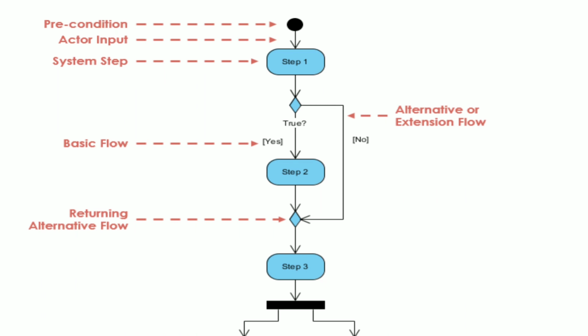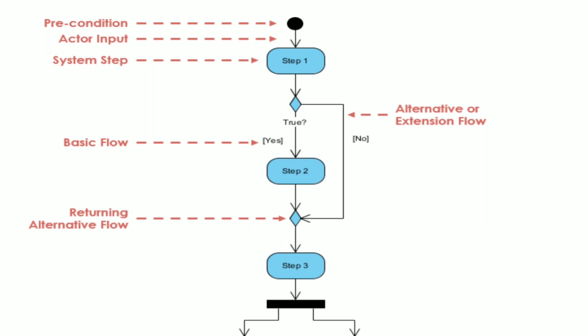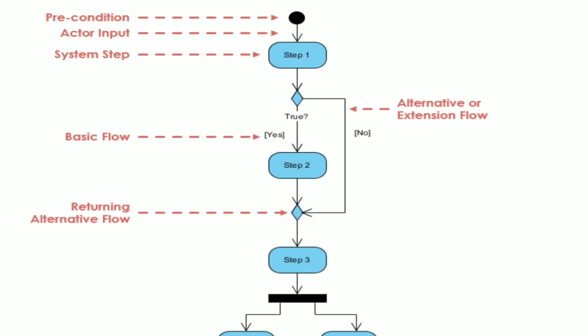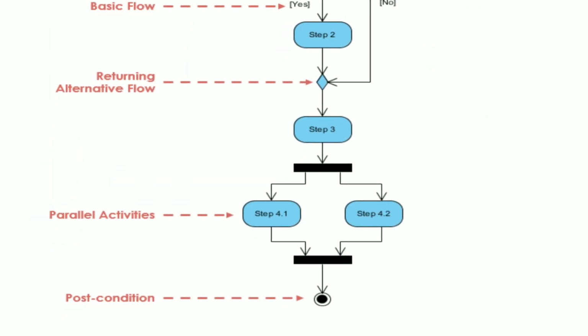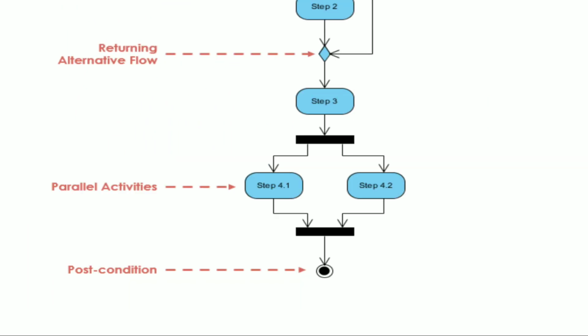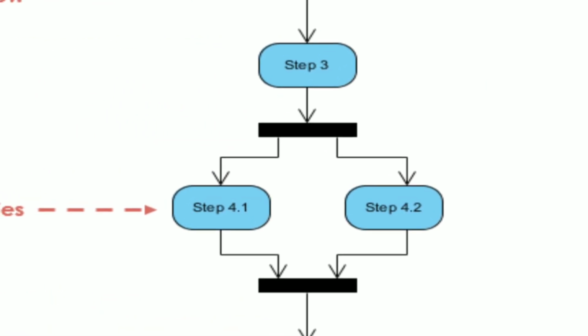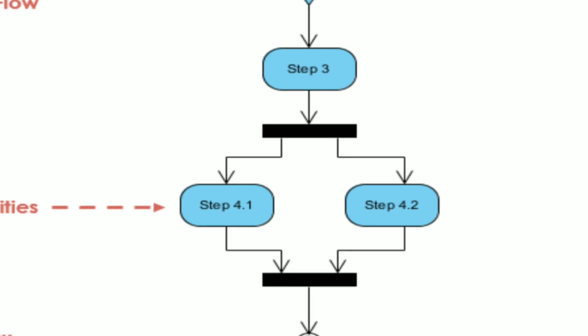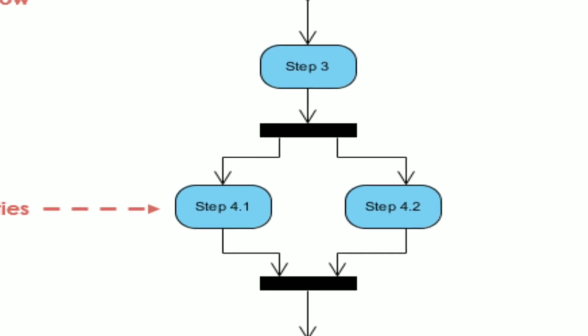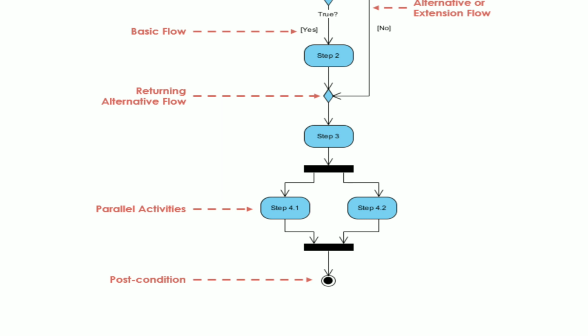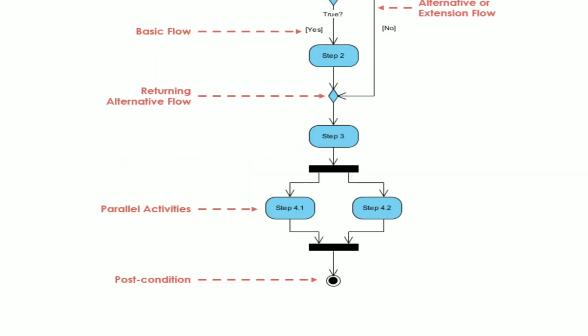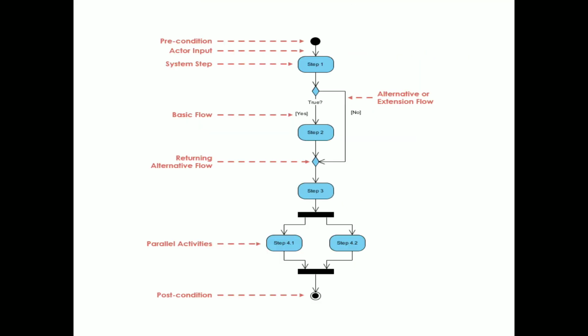Then basic flow, simple line. Then returning alternative flow, that is there. Step 3 is there, then fork is there, finally join is there. Parallel activities, see, after forking, here for forking, this is the fork, and at the end join is there. Parallel operations in step 4.1 and 4.2 we can show. And finally post condition, that is nothing but your stop is there.